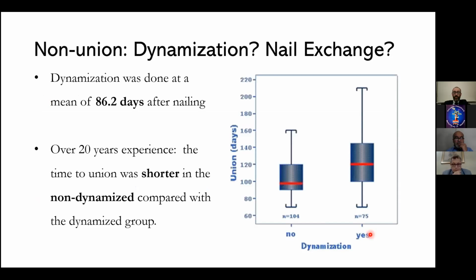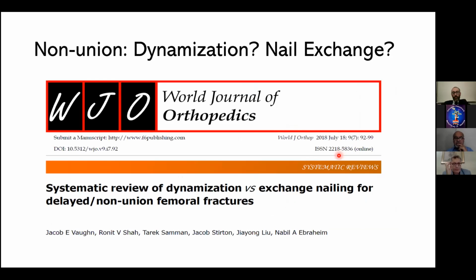So look here, the patients who had dynamization united at a longer time, statistically significant in comparison to the patients who did not have any dynamization. That's why we might simply say dynamization is a bad thing. Just keep this in mind at the moment. We will go in depth. Usually dynamization is done at 3 months. So this is collective work over 20 years of experience from the center, and they found that the shorter time was in the non-dynamized fractures. Let's go a bit more in depth.